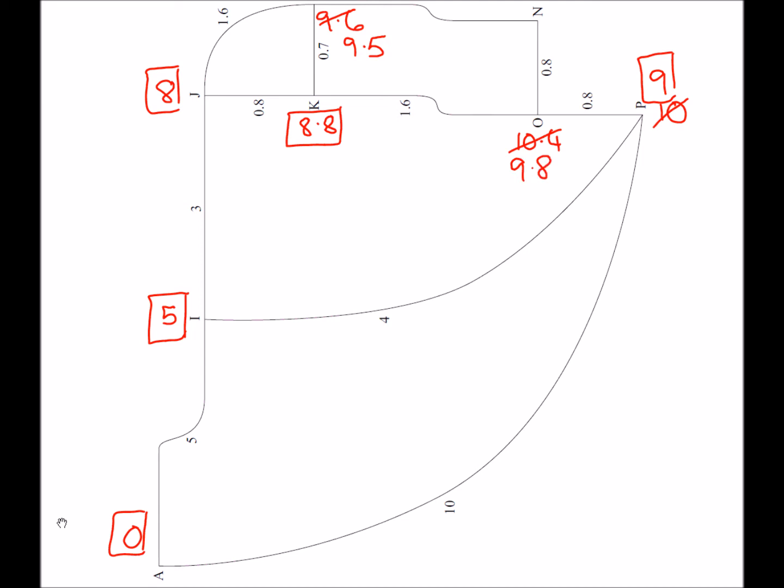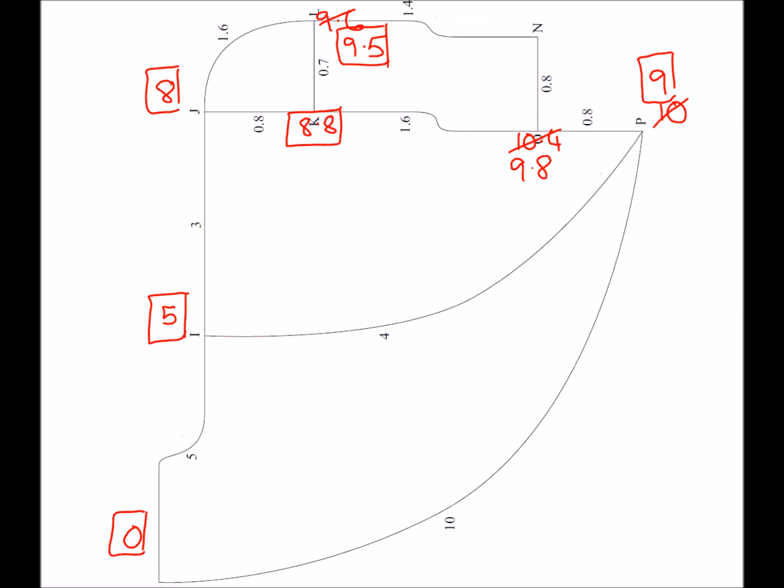Where can I go now? Well, I've done everywhere I can go from P, so I need to go back to my temporary labels, which is my smallest, 9.5 or 9.8? My 9.5 is the smallest. And now I need to see how far it is to N. I'm just going to smooth the board slightly so I can see the number. It's 1.4, so 9.5 add 1.4 is 10.9 to N. Now I've got an answer at N, but I don't know it's the smallest until it's in a box, so I need to keep on going.